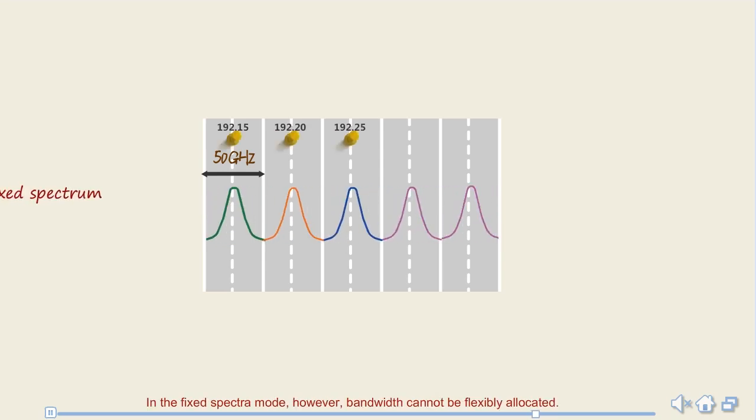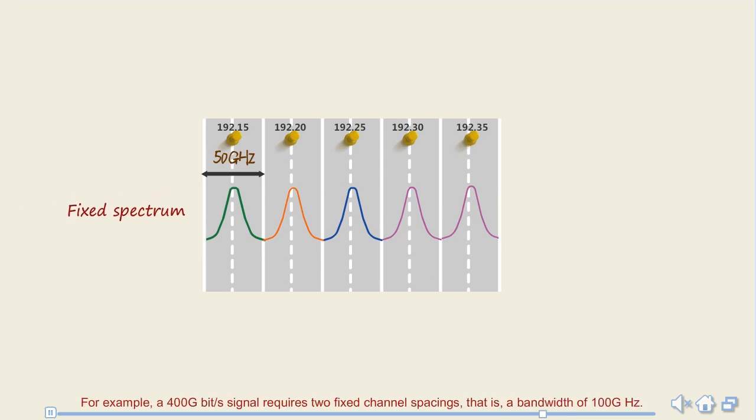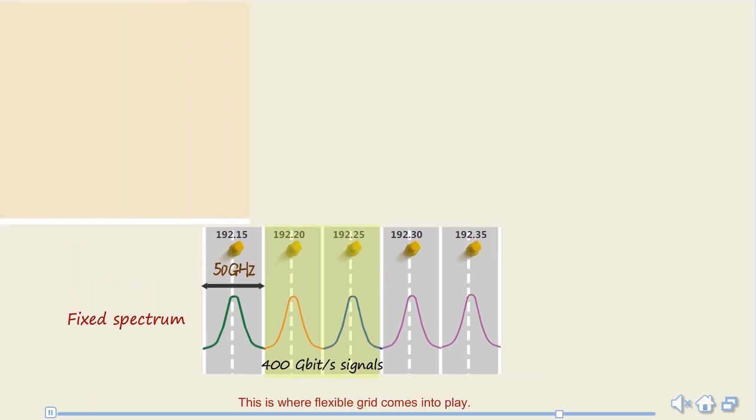In the fixed spectral mode, however, bandwidth cannot be flexibly allocated. For example, a 400G bits per second signal requires two fixed channel spacings, that is a bandwidth of 100 GHz. This is where flexible grid comes into play.